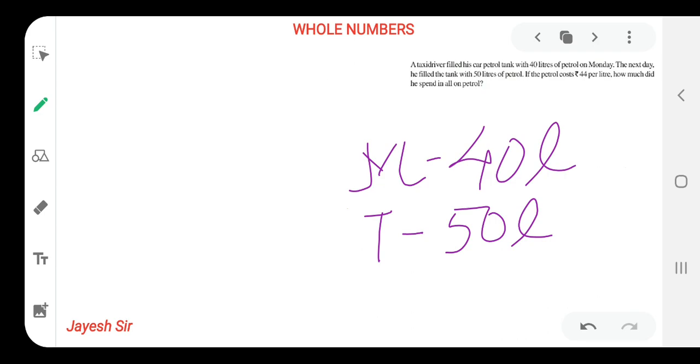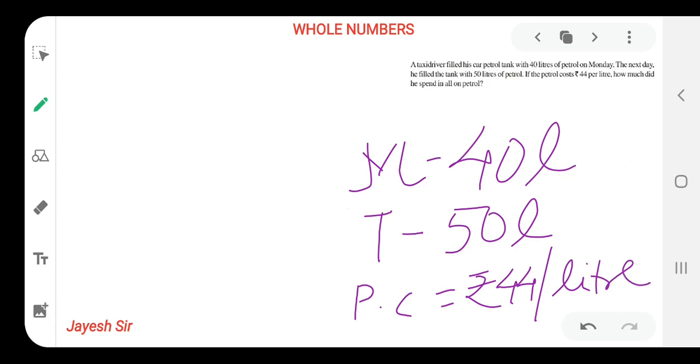The cost of petrol is given: rupees 44 per liter. How much did he spend in all on petrol? On Monday he filled 40 liters and on Tuesday he used 50 liters of petrol. Now, the total amount that he spent on petrol is what we need to find.